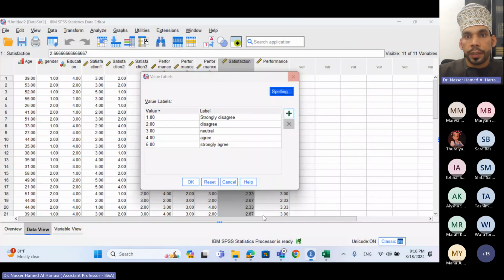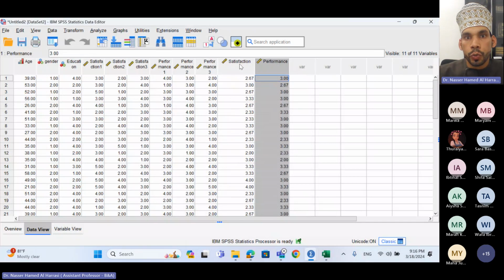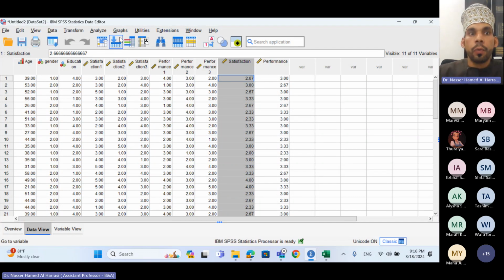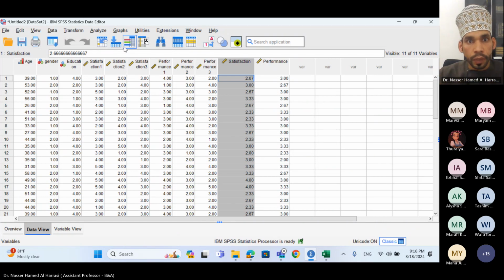I will go to see my data. See here, now I have 2 new columns, 1 column for satisfaction and 1 column for performance. Now, my objective is to measure the relationship between satisfaction and employee performance. My satisfaction variable is already merged together, and the performance is merged together.